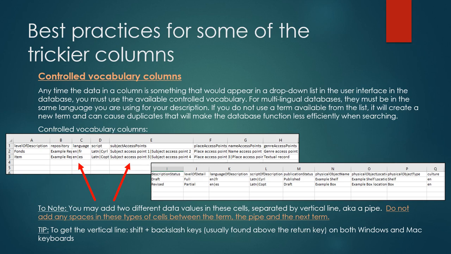Now there's a few tricky columns, or ones where we're more likely to make mistakes with the template. These are just some of my best practices for some of those trickier columns. The controlled vocabulary columns. Anytime the data in a column is something that would appear in a drop-down list in the user interface, if you're thinking about entering things in your browser user interface, and you might click on level of description, for instance, and a drop-down list appears, and you're picking from one of those options. Anytime there's controlled vocabulary like that, you have to make sure that the terms that you put into your cells in your CSVs match what's already available from your list that you would see in a drop-down list, for instance.